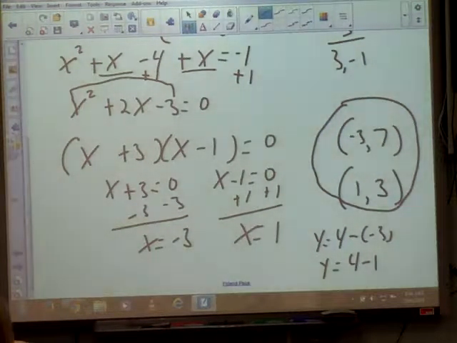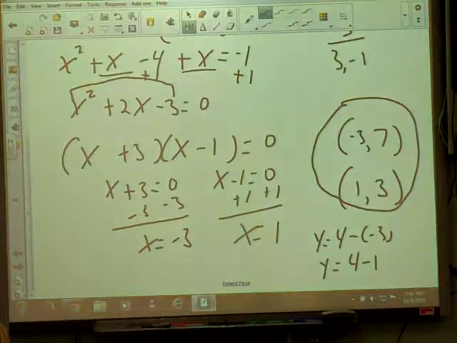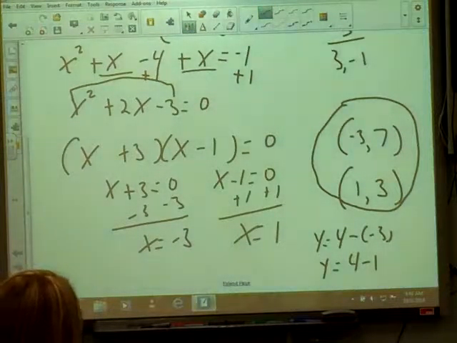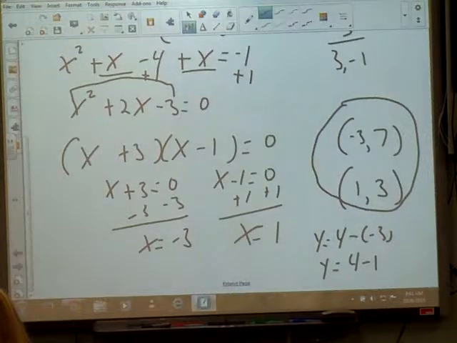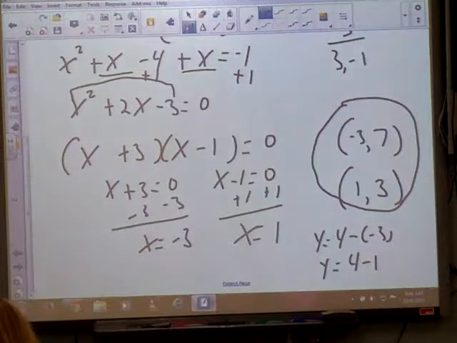Yeah, I'm with Kylie. Look, it's right back to there. Look at that one that we made a minute ago. That tells you what y is. So y is 4 minus x. So y is 4 minus negative 3, so y would be 7 with the negative 3, right? Y is 4 minus 1, so y would be 3 with the 1. Same way, just using the good equation. Good. That's it.